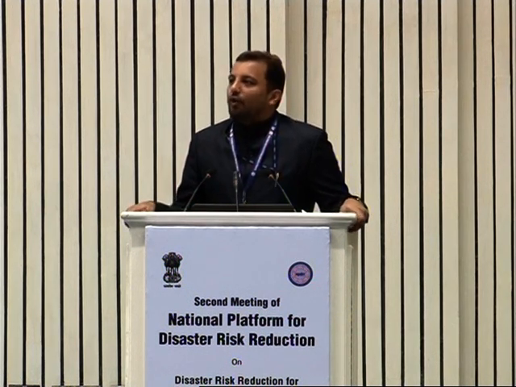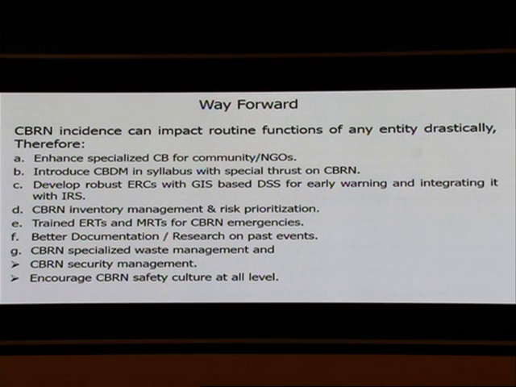What is the exact way forward? How to deal with CBRN emergencies to reduce their effect drastically on life as well as material? For CBRN incidents, there need to be specialized community building efforts. Introduce CBDM in the syllabus. Again, when we talk of capacity building, we have to be very careful. Do we need to teach CBRN to our kids? If we teach them, we have to teach in a way that there should be no fear in them when they encounter any such situations in the future. Develop robust emergency operation centers with GIS.